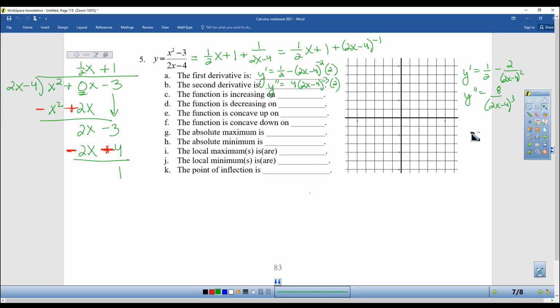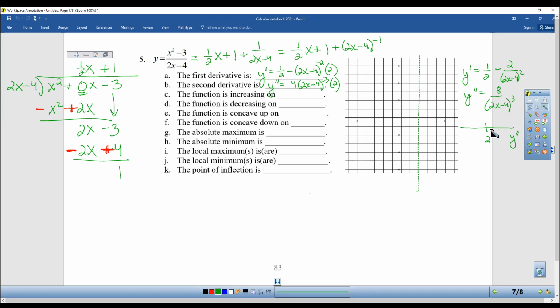Now, I'm going to do it in a different order this time. Sometimes it's nice to have the second derivative first. So the only thing I can put on this is where the second derivative is equal to 0 on the bottom, which is at 2, which I'm sure you knew right away. There's an asymptote at 2. Let's go ahead and draw that asymptote at 2.